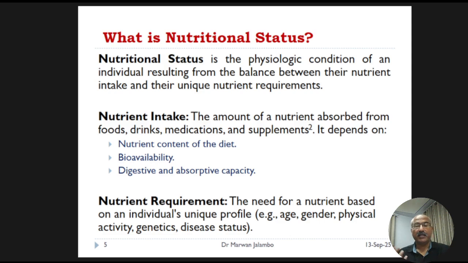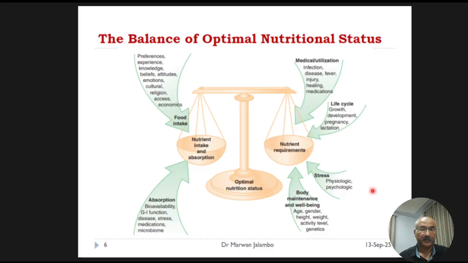So now let's look at the visual representation of this balance. Here is the balance, with one side nutrient intake and the second side the nutrient requirements. This figure illustrates the various factors influencing the balance between nutrient intake, absorption and the nutrient requirements to achieve optimal nutritional status. The figure provides a great visual for the concept of nutritional balance.